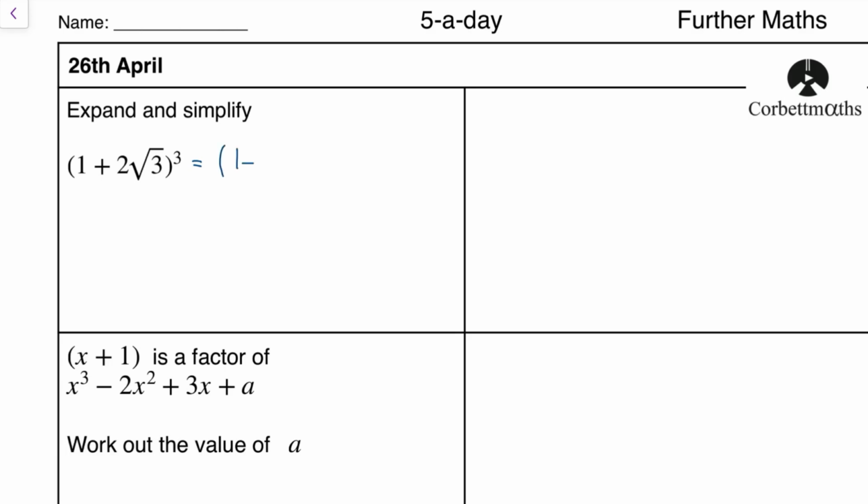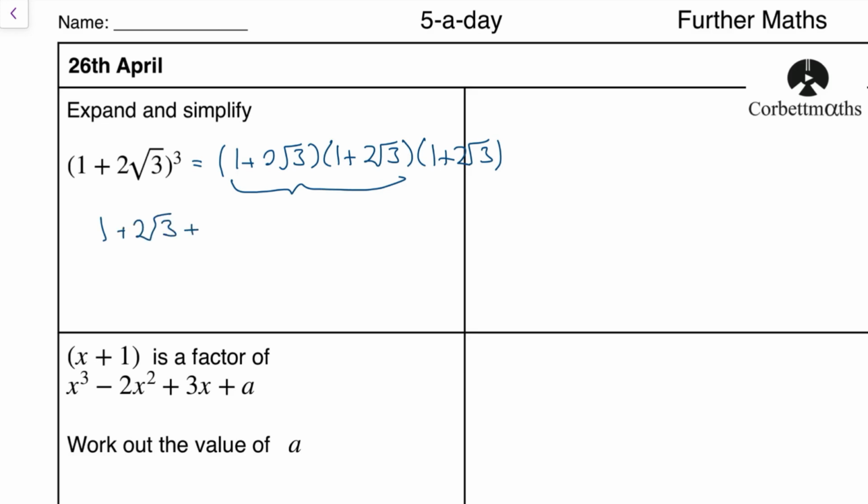So I'm going to do 1 plus 2 root 3 times 1 plus 2 root 3 times 1 plus 2 root 3. Let's deal with this one first. So 1 times 1 is 1, 1 times 2 root 3 is 2 root 3. Now do the other side, so 2 root 3 times 1 is 2 root 3, and, be careful, 2 times 2 is 4, and root 3 times root 3 is 3, and all of that, I'm going to keep writing it so I don't forget to do it, is times 2 root 3.